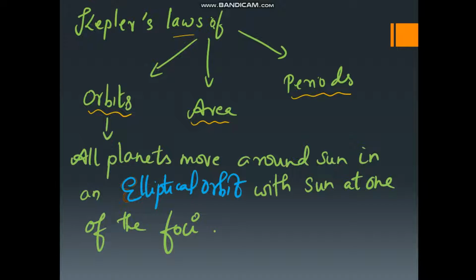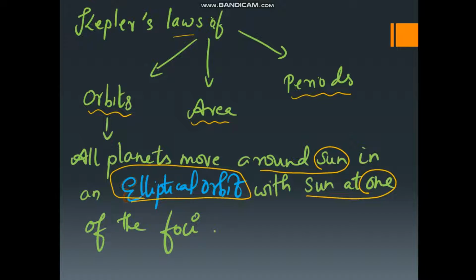Kepler's law of orbit states that all planets move around the Sun in an elliptical orbit. This is the most important word, with the Sun at one of the foci. There are two foci, in which the Sun is at one of the foci. So the most important points are: elliptical orbit and Sun at one of the foci.